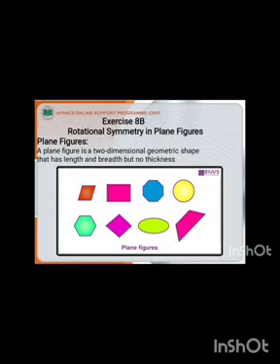Our Exercise 8B is about rotational symmetry in plane figures. Dear students, here are two words, plane figures and rotational symmetry. First, I will discuss plane figures. A plane figure is basically a two-dimensional geometrical shape that has length and breadth but no thickness, a 2D shape. Basically, all 2D shapes are called plane figures. You can see in the picture given below.